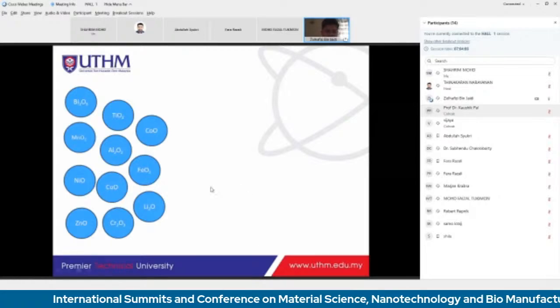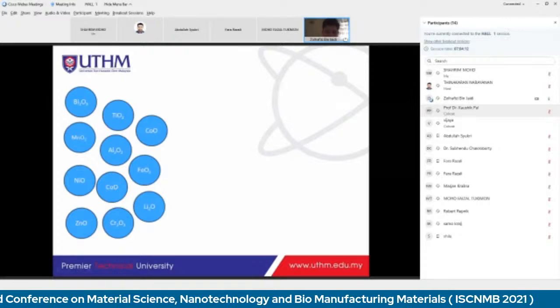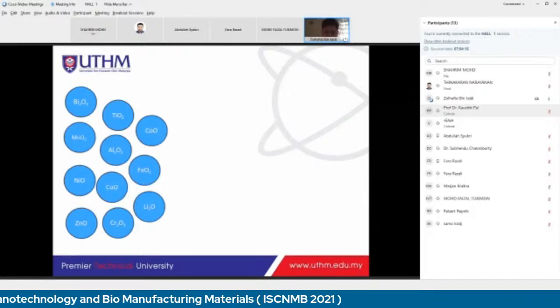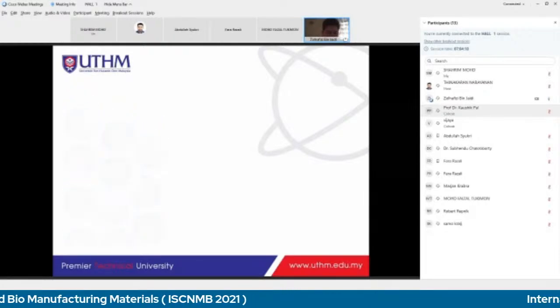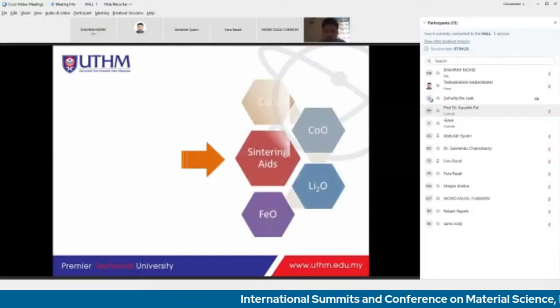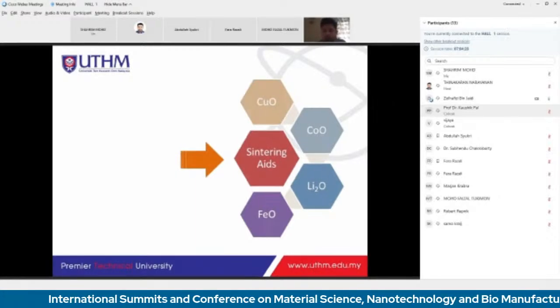But amongst all the sintering aids for samarium-doped ceria, there are four types being the preferred choice, which are copper oxide, cobalt oxide, lithium oxide, and ferrum oxide, which is iron oxide.